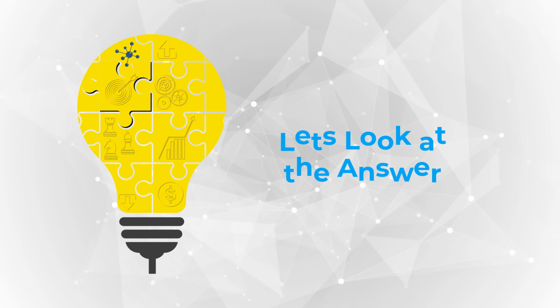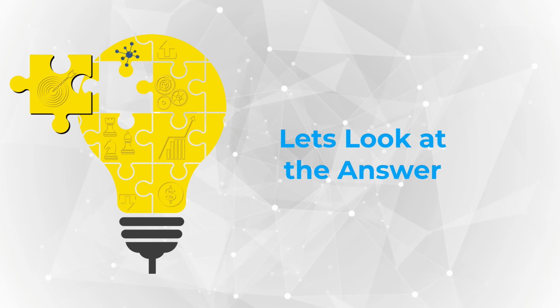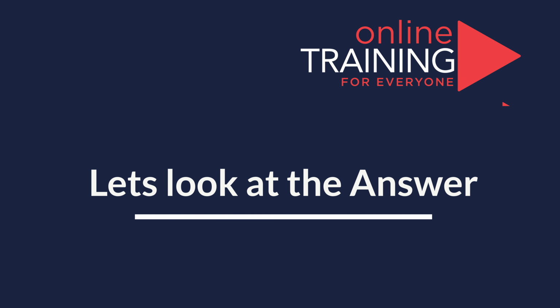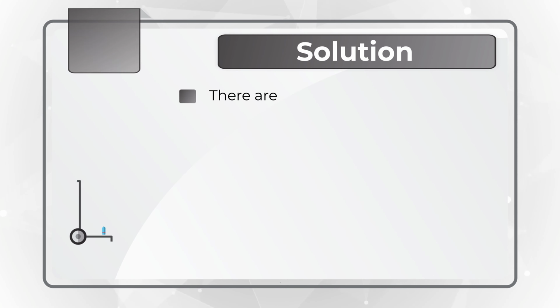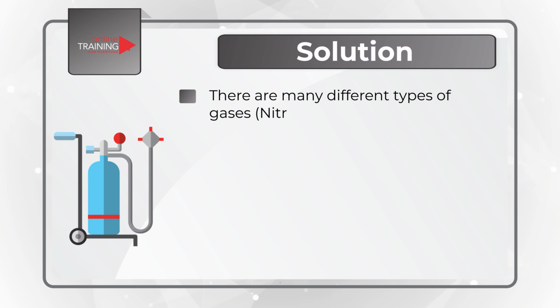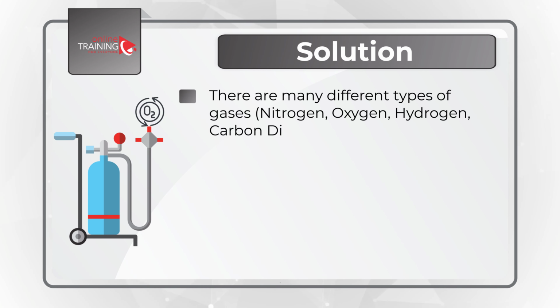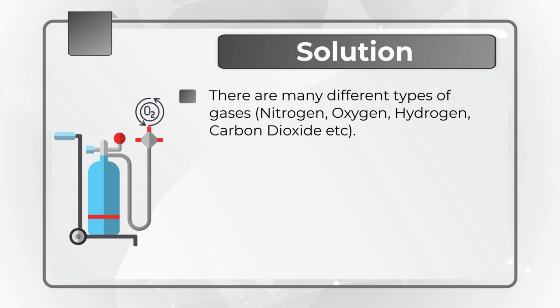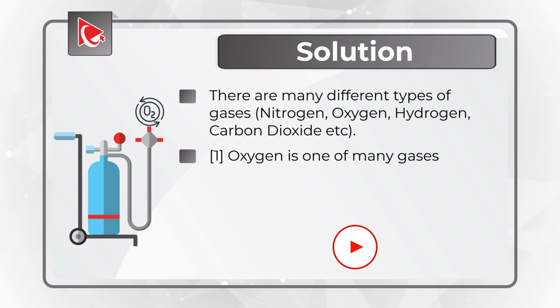Do you see the answer? The question is definitely worded very tricky, but the answer is very obvious. Let's look into details. Obviously, there are many different types of gases, for example, nitrogen, oxygen, hydrogen, carbon dioxide, and a lot of others. Oxygen is just one of many gases, which is clearly indicated in statement 1.